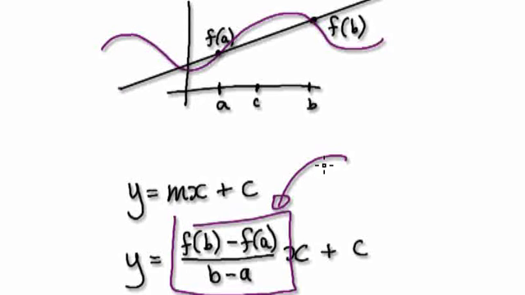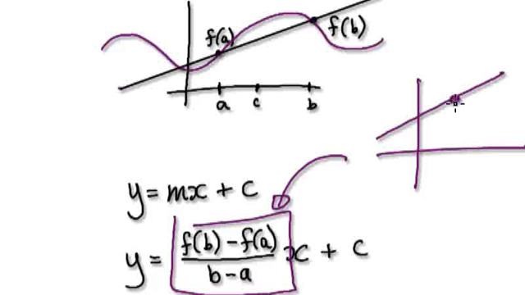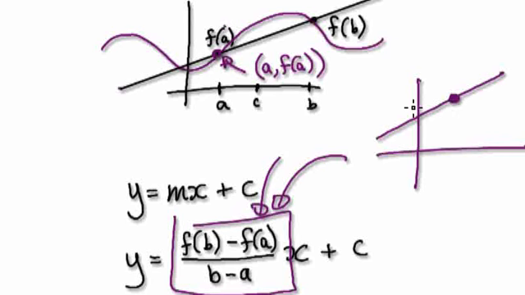Okay, so remember, for a straight line, once you know the gradient, all you need to know is one particular point on that straight line. Well, we now know the gradient. Let's select one particular point, this point here. This point here will have coordinates a, f of a. So once you know the gradient and one particular point, then you can come up with an equation for that straight line.